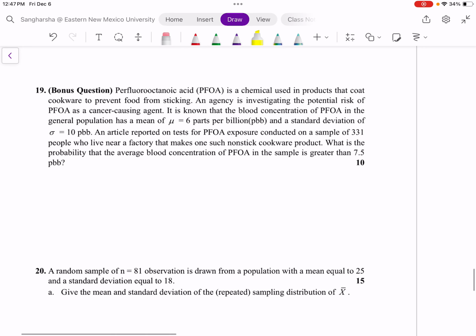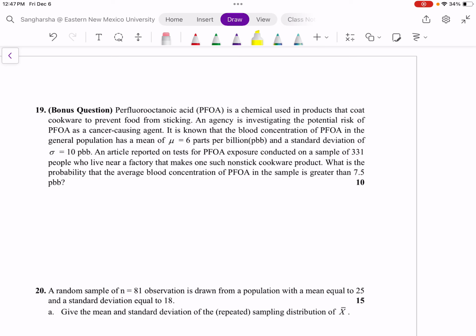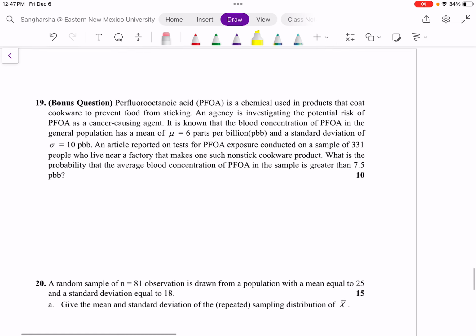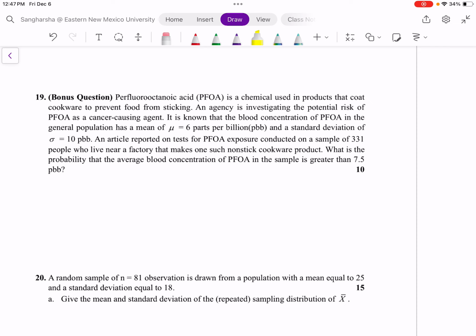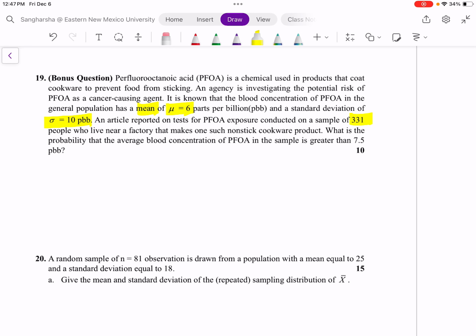Okay, now here, I'm looking for the parameters. We have mu equals 6, the standard deviation is 10, and 331 is the sample size. What is the probability that the average blood concentration is greater than 7.5? We are asked to find the probability that X bar is greater than 7.5.